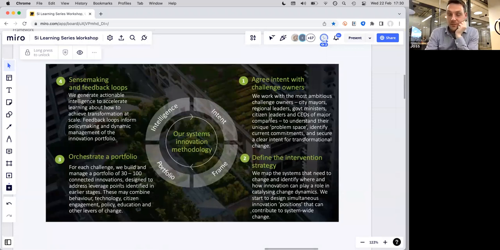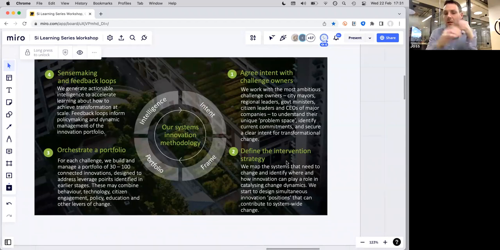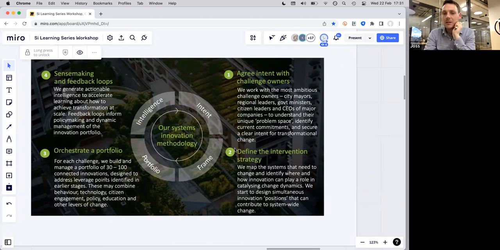This is again quite specific in terms of their working with CEOs and mayors of cities across Europe and so forth. So they start by trying to align and agree the intention of their actions: to understand their unique problem space, identify current commitments, and source and secure a clear intention for transformational change. Because they're often working in multi-stakeholder environments, they have to get clear intention about what they're doing, and alignment. That's number one.